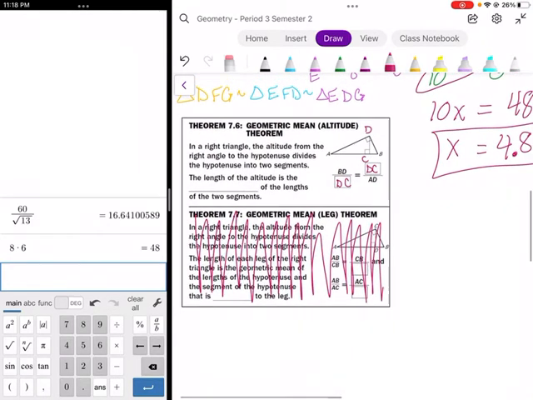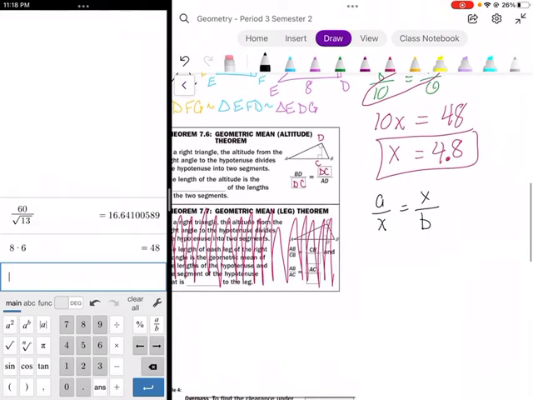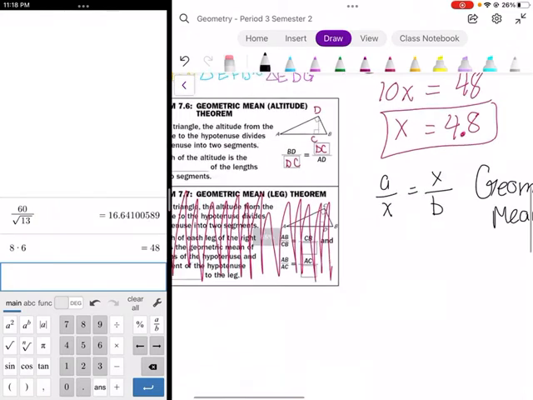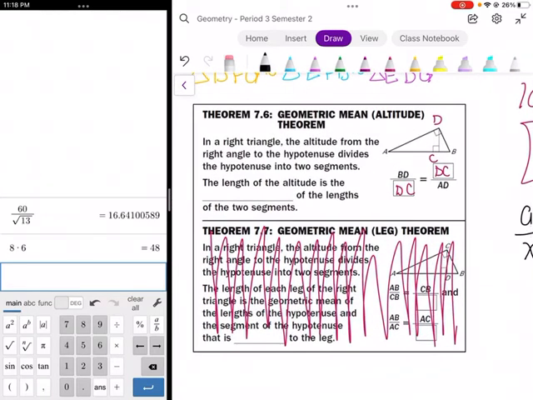And if you remember when we first set up our geometric mean before, we would have A over X equals X over B. And the geometric mean would be equal to X. That geometric mean is going to be working in our favor to help us solve some of these problems where we have an altitude.